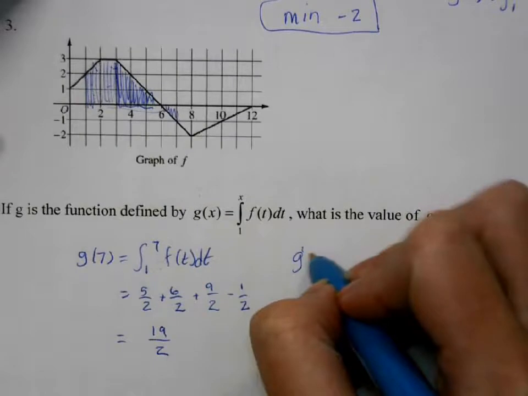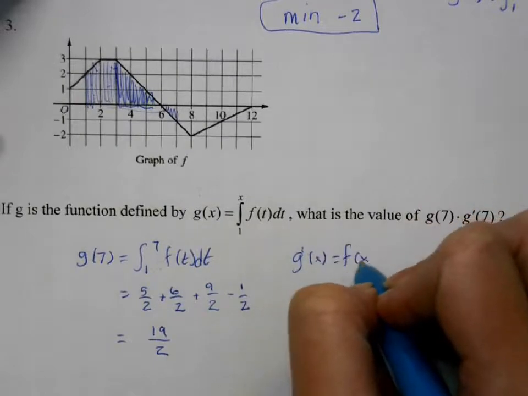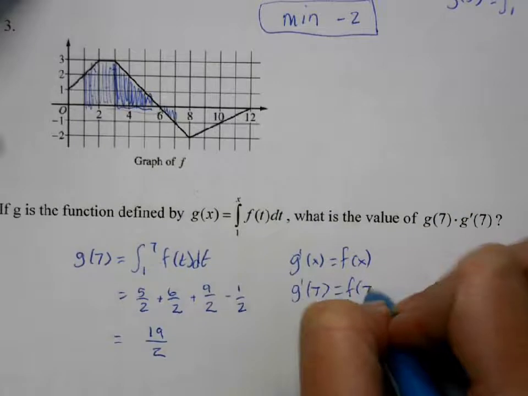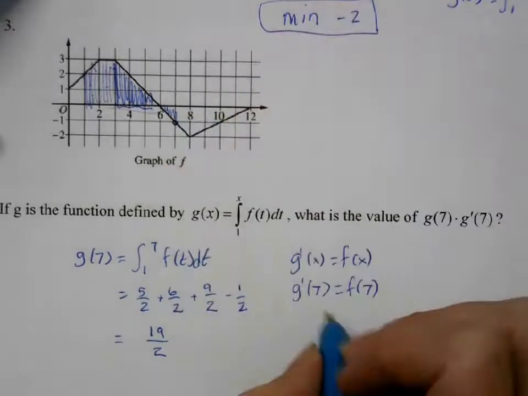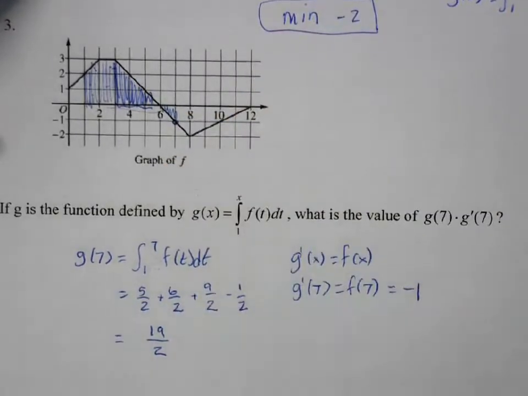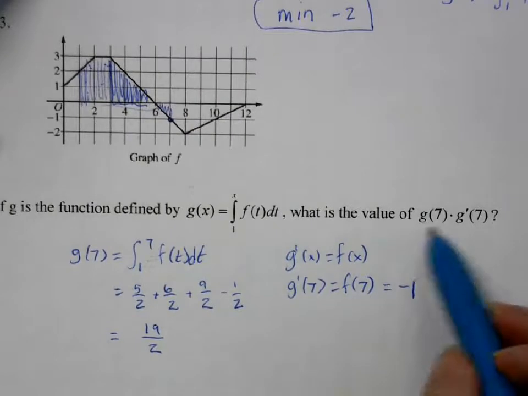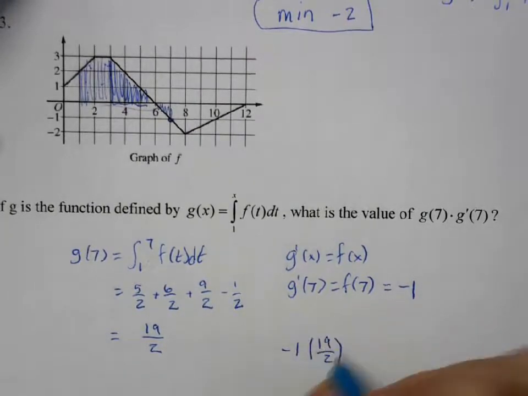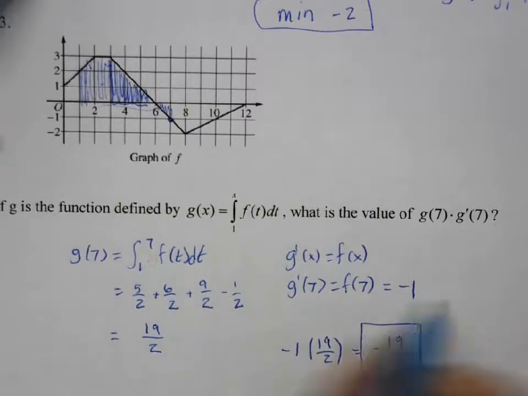g prime of x is just f of x, so g prime of 7 is f of 7, which is going to be negative 1. So g of 7 times g prime of 7 is negative 1 times 19 halves, or negative 19 halves.